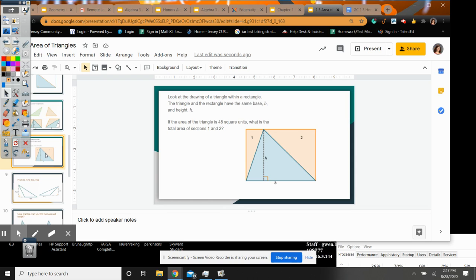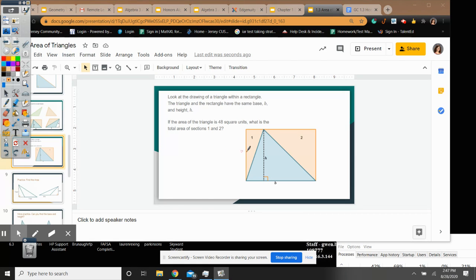So look at this drawing of a triangle with a rectangle. The triangle and the rectangle have the same base and the same height. So if the area of the whole triangle is 48, this is the triangle, what do 1 and 2 have to be when you put them together? Well, this matches with this, and this matches with this. So if you take 48 for the blue, what does the pink have to be? Well, it also has to be 48. So this is 48 for the blue, and then when you put these two together, it's also 48 square units.